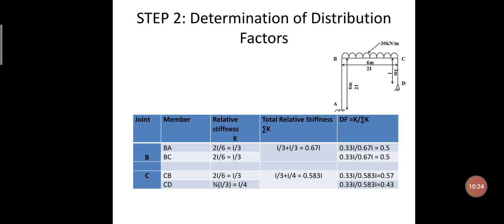The next member with joint B is BC. B is the joint, BC is the member with B as origin, and C is the farther end.